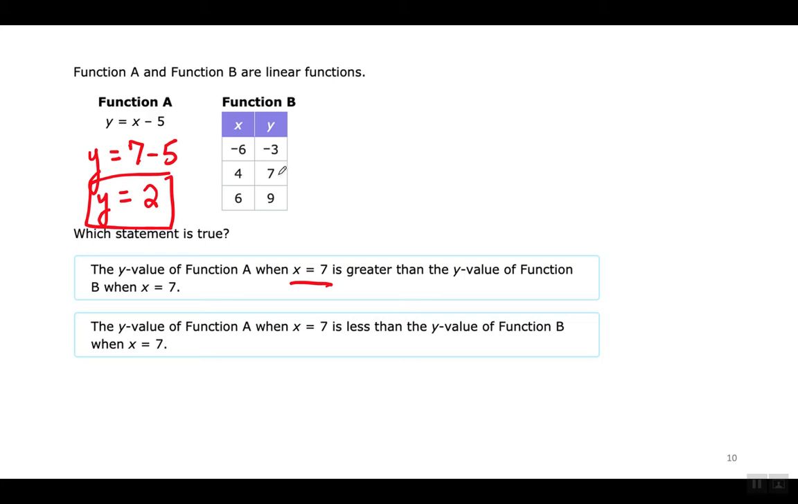Alright, so for the slope, I'm going to use the bottom two coordinates. The difference between 7 and 9 is 2. The difference between 4 and 6 is 2. 2 over 2 equals 1. So the slope of function b is 1. And when it's 1, I don't need to write it. Okay, it's right here, it's invisible, okay?